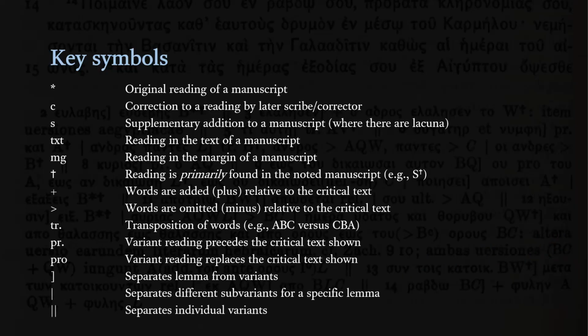And then lastly, the double vertical bar separates individual variants. A lot of times Rahlfs will just mention one variant in a given verse, but if there's more than one, he'll separate those by that double vertical bar. So these are all the very important symbols and other types of markup that you need to be familiar with.